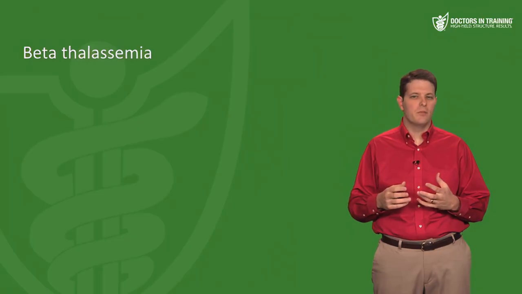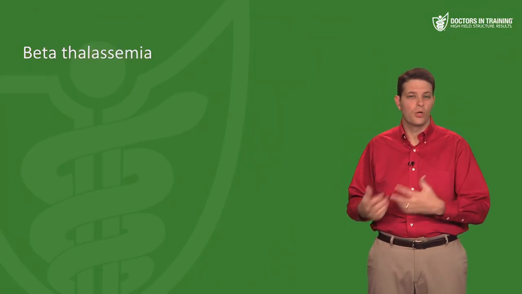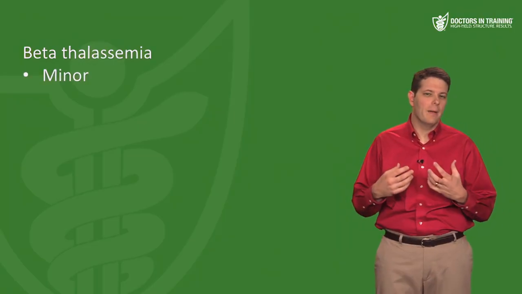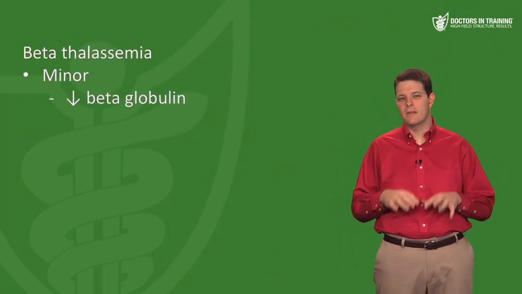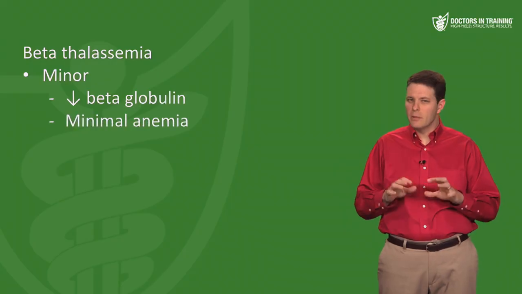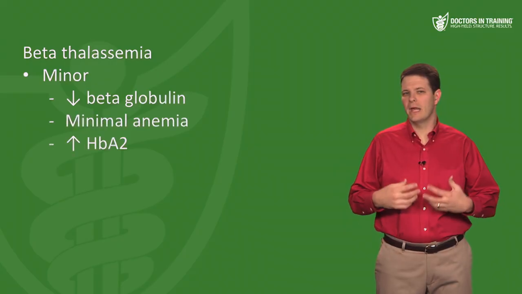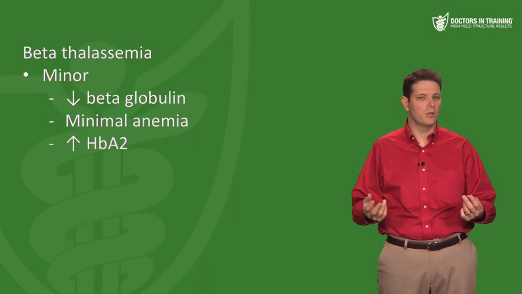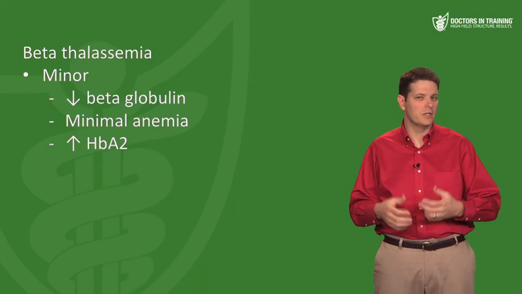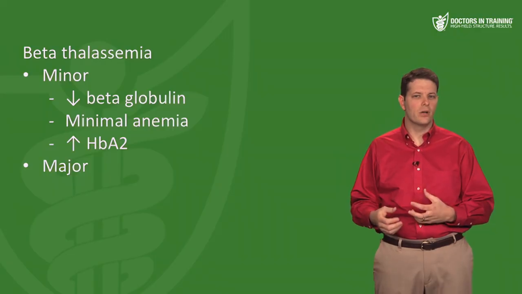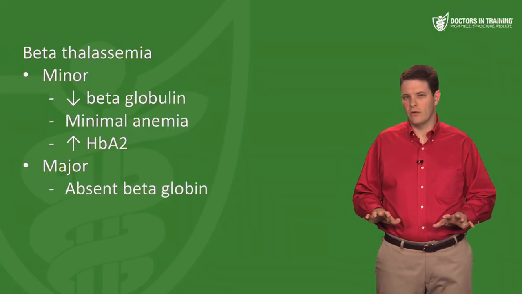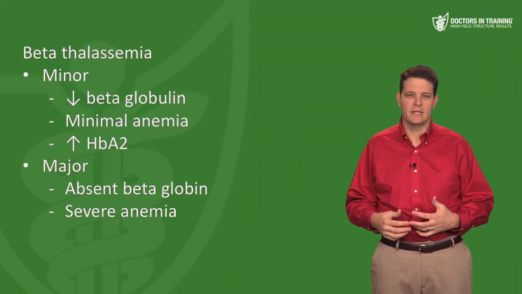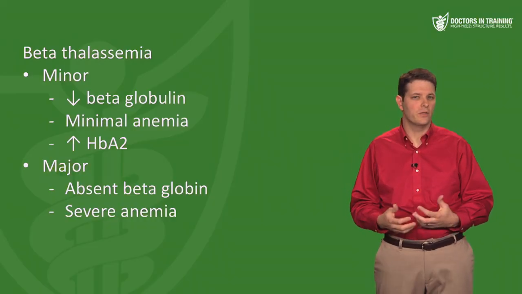But again, you could have a mutation that makes abnormal beta globin, or you could have a mutation that makes no beta globin whatsoever. So beta thal minor is where you have decreased amounts of beta globin. You have minimal anemia and increased hemoglobin A2 because hemoglobin A2 is made up of alpha globin and delta globin. You don't need beta globin to make hemoglobin A2. And then beta thal major is where you have no beta globins whatsoever. So you have severe anemia requiring blood transfusion, and that can lead to hemochromatosis with repeated transfusions.